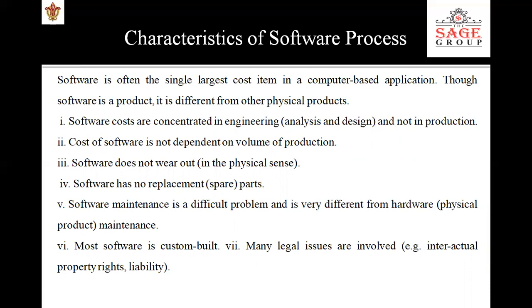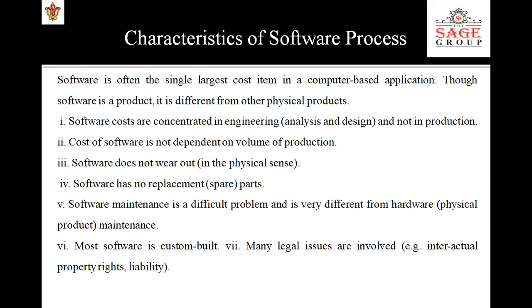So here, software is called the single largest cost item in computer-based applications. Software is a product, and it is different from other physical products. We can say software costs are included in the engineering, analysis, and design, but not in production. Second, the cost of software is not dependent on the volume of production. Third, software does not wear out. I discussed in previous slides that, in the physical sense, software has no replacement.